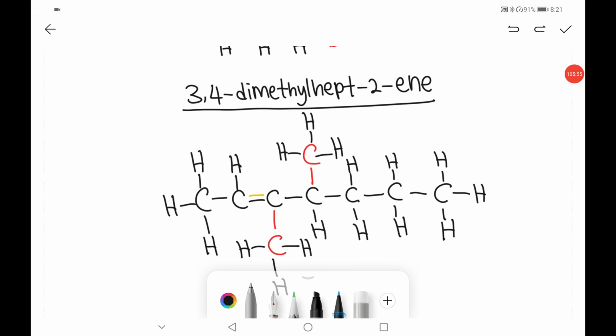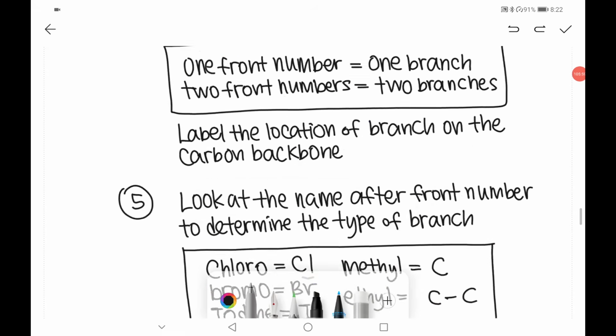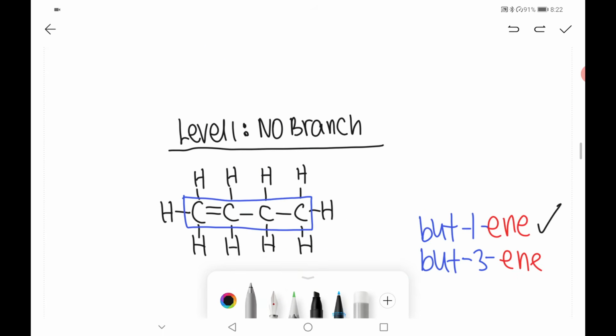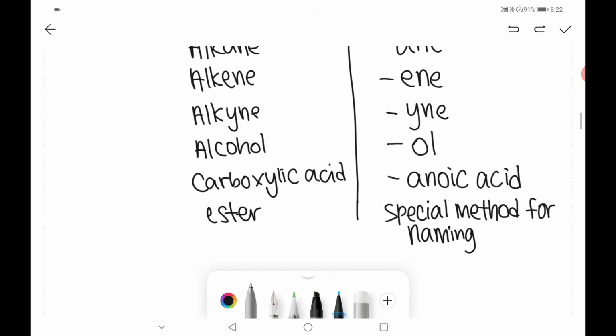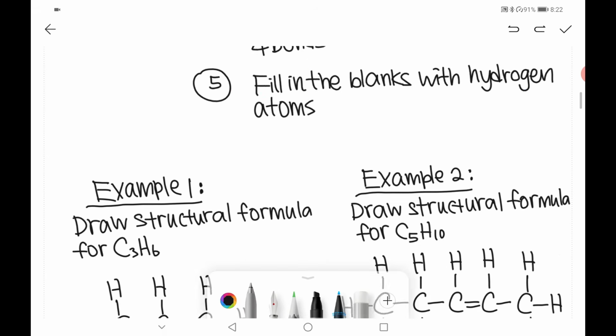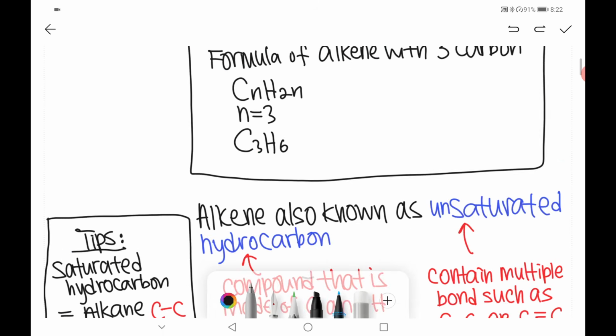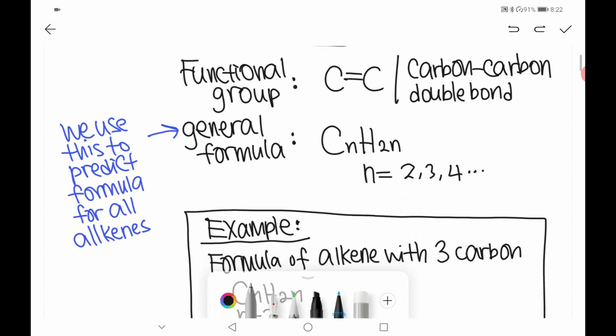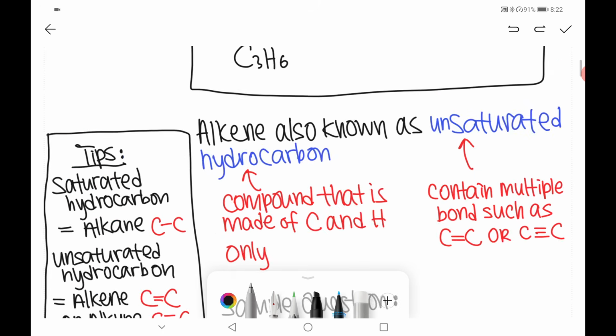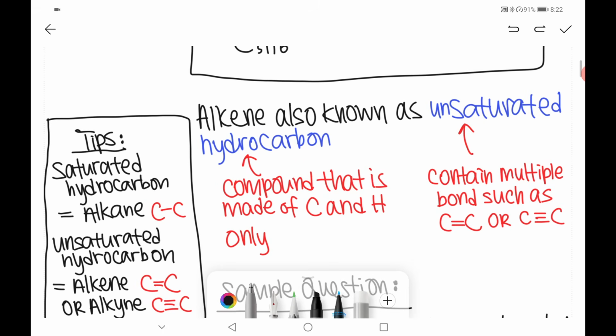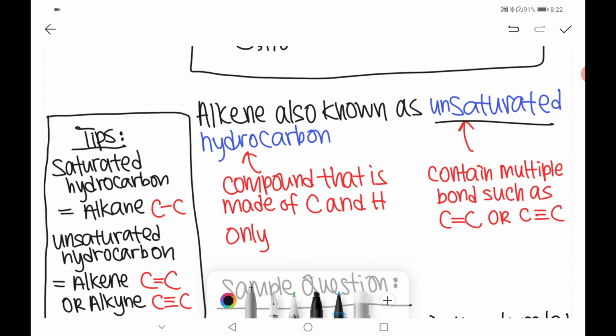So this is everything that we are learning today. Today we learned 2 important skills. We started a new subtopic called alkene. We learned about the functional group and the general formula. Please remember, for alkene, the n must start from 2. We also know that alkene is an unsaturated hydrocarbon.